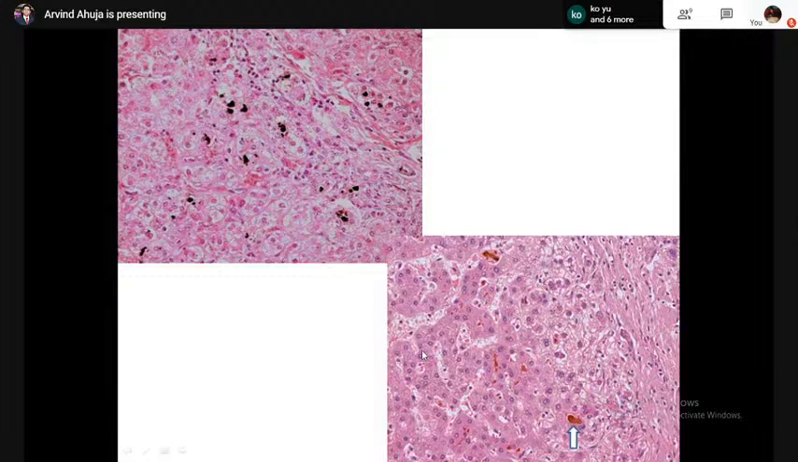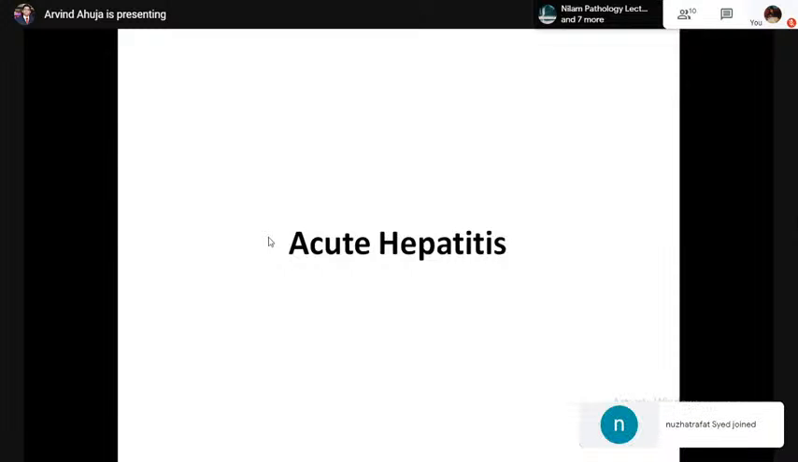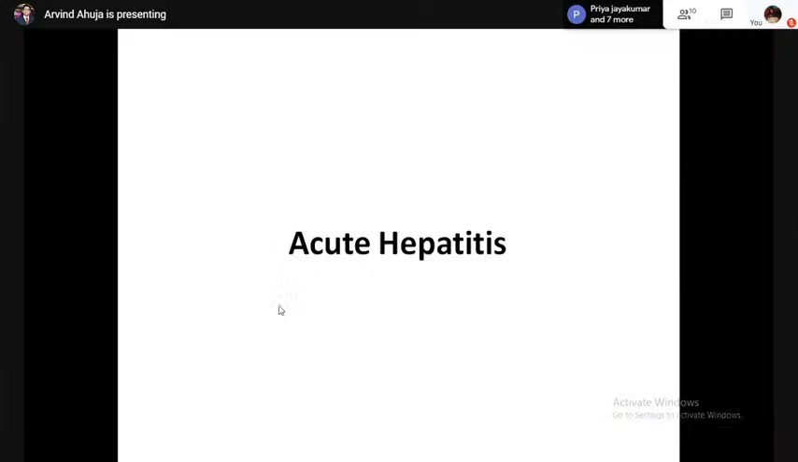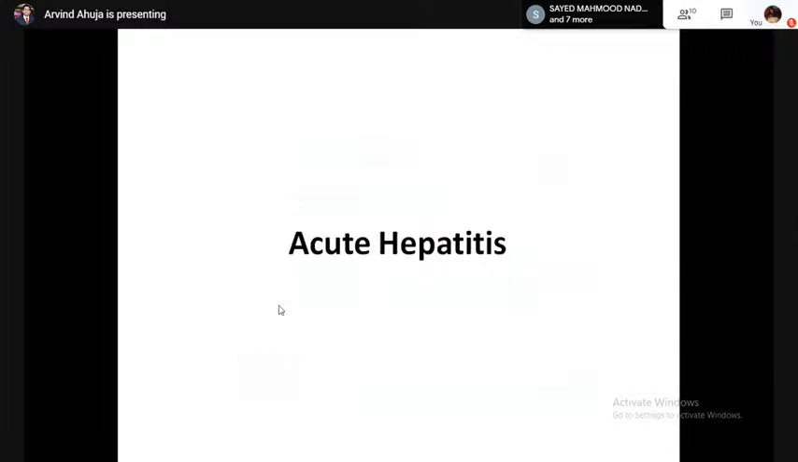So all the findings are consistent with the diagnosis of acute hepatitis. We are not sure whether this acute hepatitis is due to hepatitis A or due to hepatitis E, or whether it is due to drugs or Wilson disease or any other causes. So serology and clinical correlation is a must. Once the clinician tells you that yes, the patient is hepatitis A positive, then only you can say that this is acute viral hepatitis due to hepatitis A.